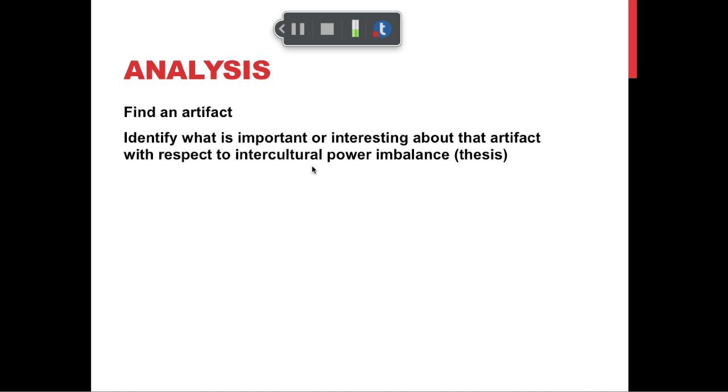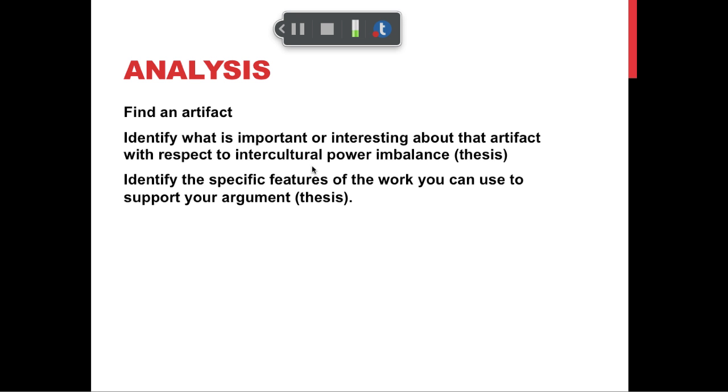There's some type of resource where one group is favored over another. And identify the specific features of the work you can use to support your argument, right? Out of this particular newspaper article, this particular television news program, this speech, this government document, whatever the artifact is, you need to identify the specific features of that particular work that you can use to support your argument that there is this power imbalance.